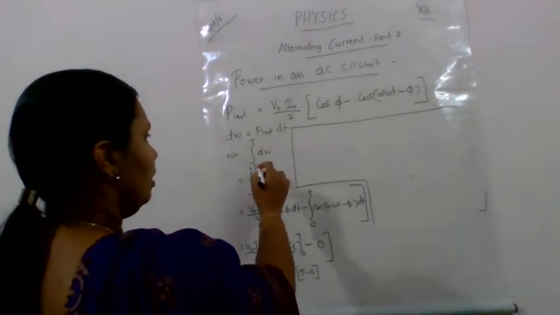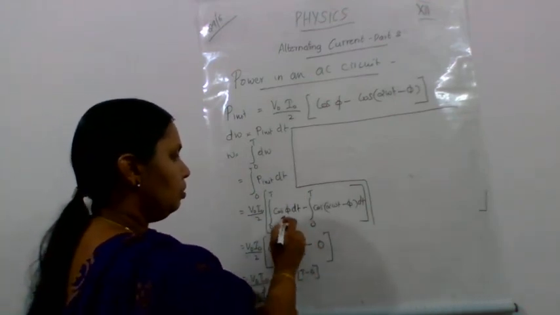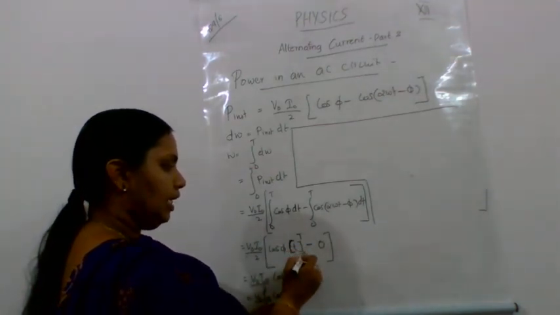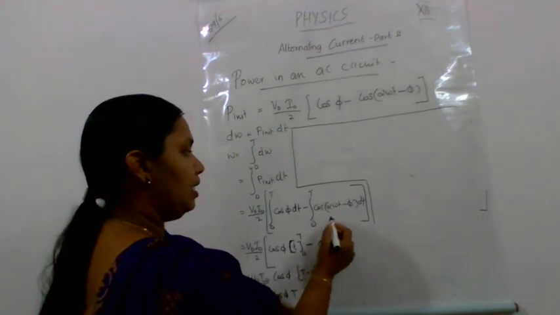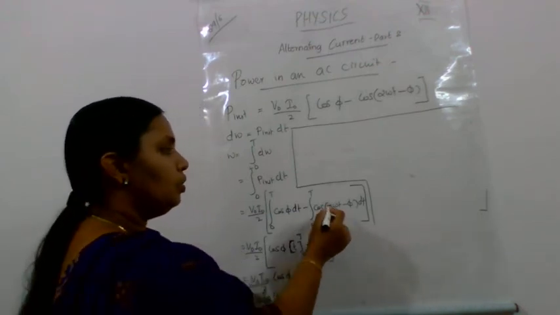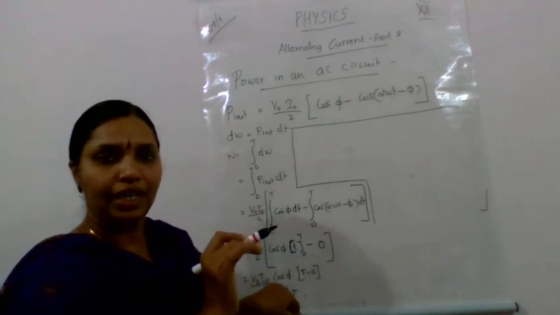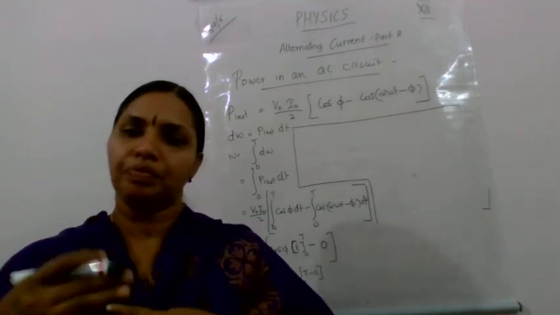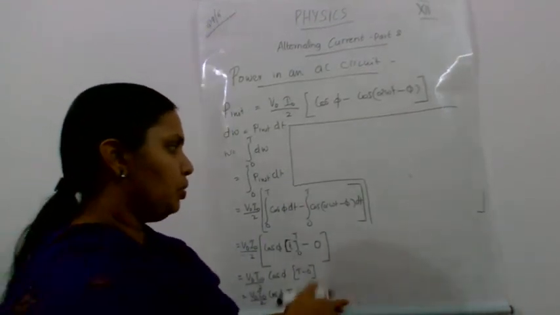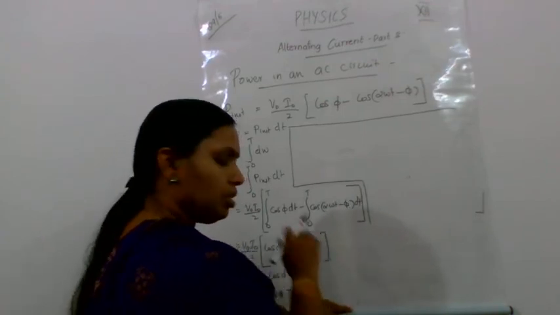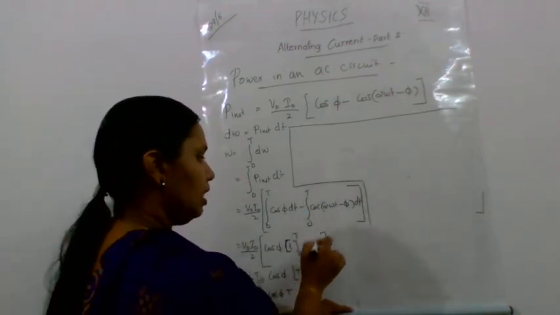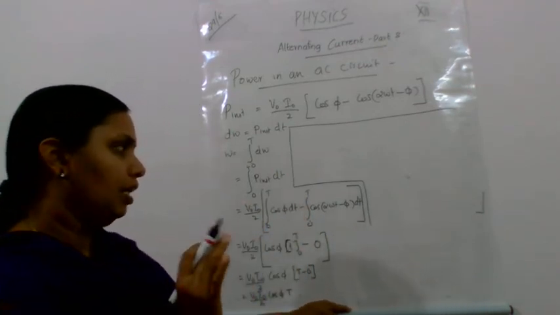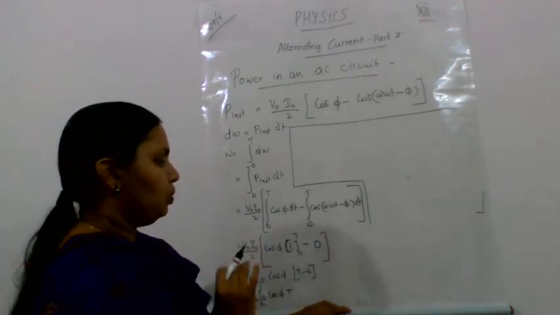So listen. Integral 0 to T of cos phi dt: cos phi goes outside, and integral dt is t within the limit 0 to T. Minus this term, the integral of cos(2 omega t minus phi) dt, which after integrating will come to 0. That is a little bit long integration steps, so we are not going for it. We are just substituting the value, this is equal to 0. You will study that integration step in maths. So directly we can substitute that it is 0.